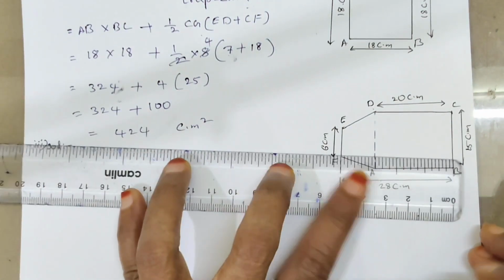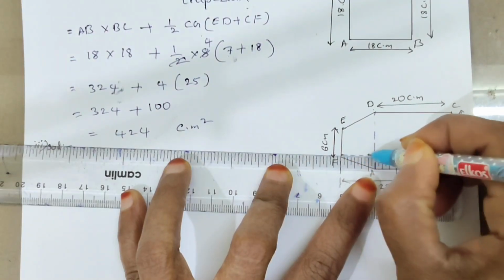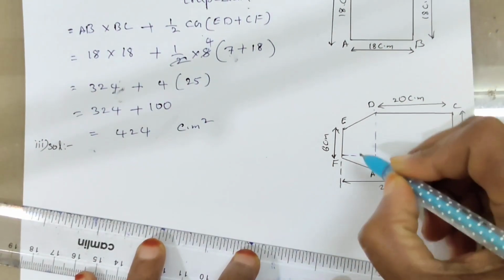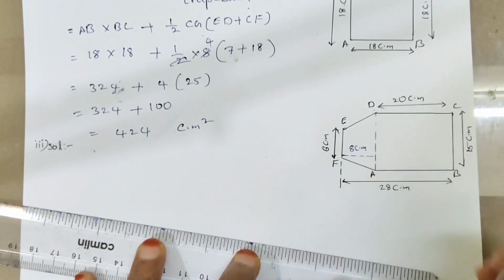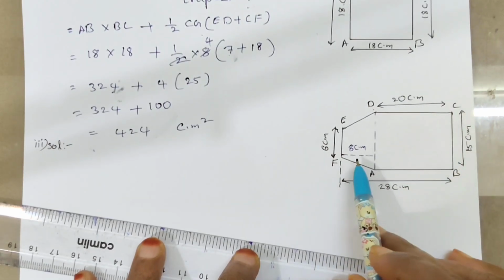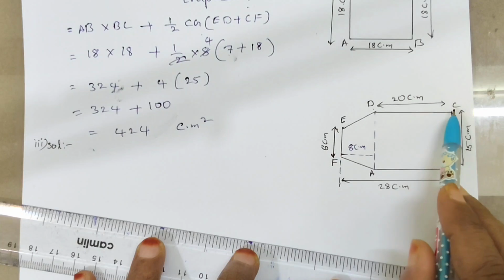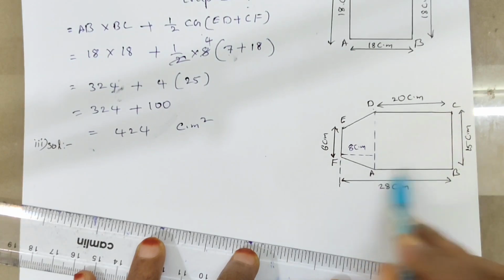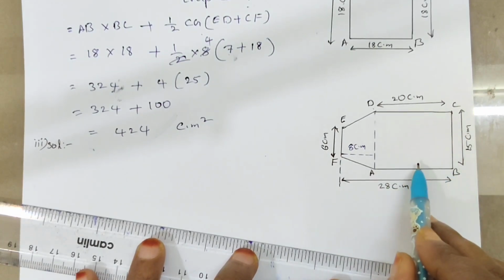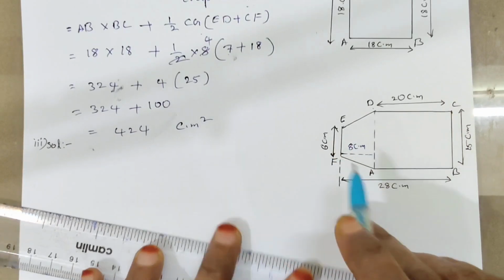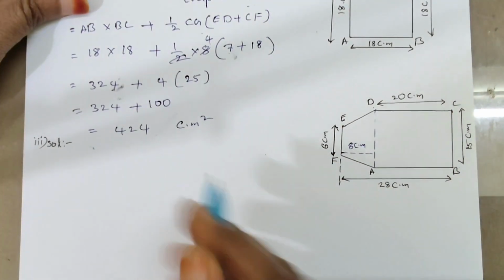So here this one is 8 centimeters. Here 28 minus 20, 8 centimeters. So now here B to C is 15 centimeters, D to C is 20, which means A to B is also 20 centimeters. Next, E to F is 6 centimeters. Now here we find the complete area.